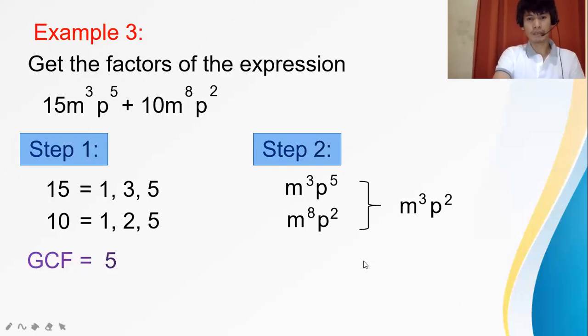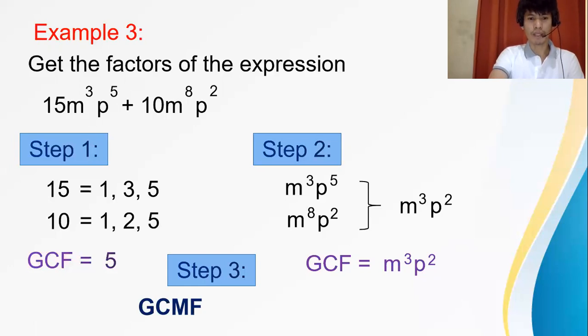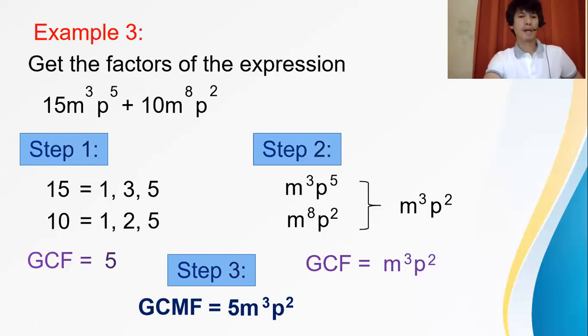After that, the third step is to multiply the greatest common factor of the numerical coefficients and the variable with the least exponent. The variable part is m to the third power, p to the second power. So we multiply using step 3, we just combine them: 5m to the third power, p to the second power.